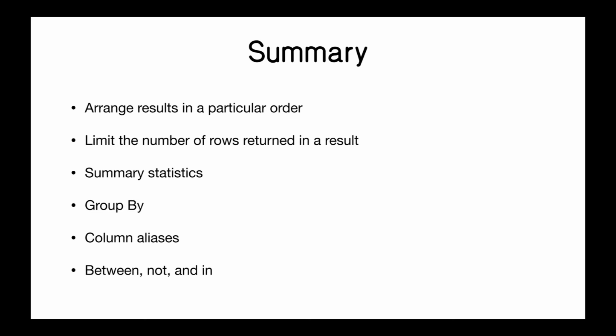Just some extra stuff we can do, some queries we can use for single tables. So we've learned how to arrange results in a particular order, and that's pretty trivial because we just say order by. We learned how to limit the number of rows returned in a result. Again, that's super, super easy. We just use that limit command. We've learned some summary statistics. Those are medium obvious. There's average and count. We learned how to group things. That's a little trickier, but if you experiment with them a bit, you'll learn it expertly. Column aliases, not a problem. You just say a column name as, give it some name as how you want it to appear in the results. And then we learned some syntactic sugar things we can do like between, not, and in.